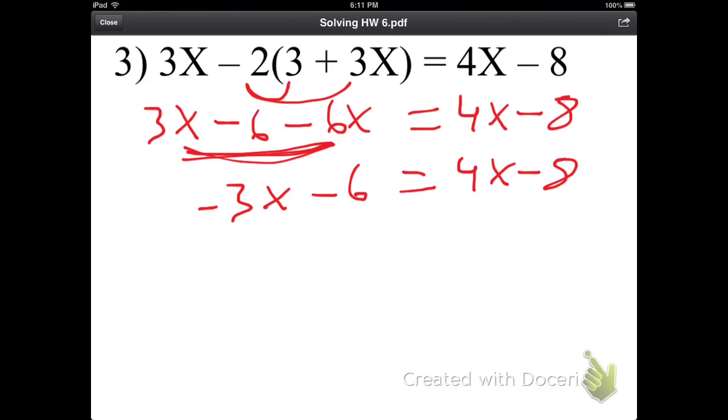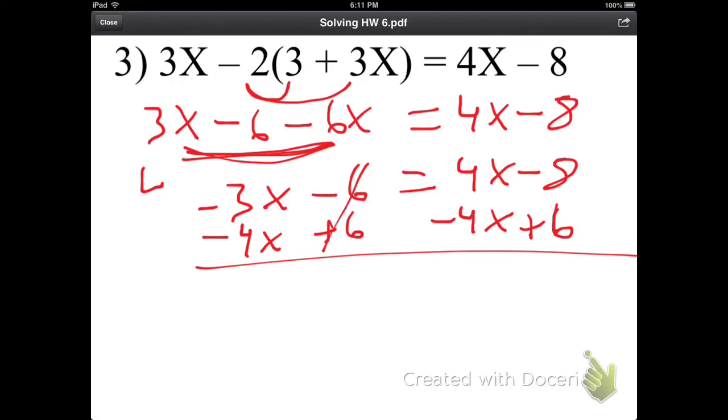Okay, now I'm going to choose to put my x's on my left, because I can. So I'm going to subtract 4x from both sides. And since I want my x's on the left side, I'm going to get rid of the subtract 6 on the left by adding 6 to both sides.